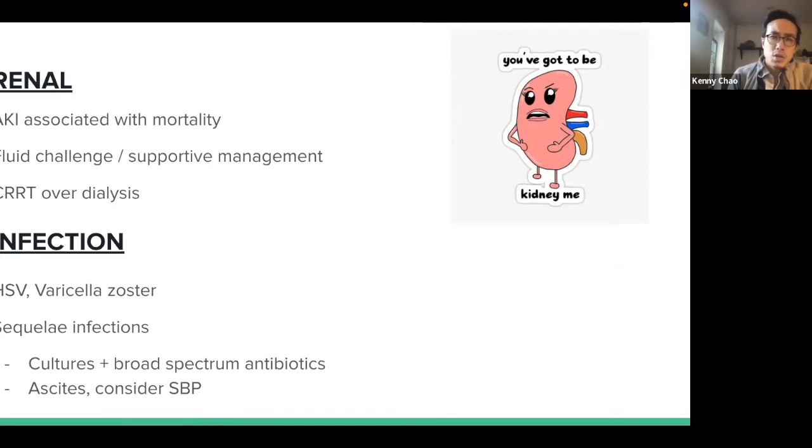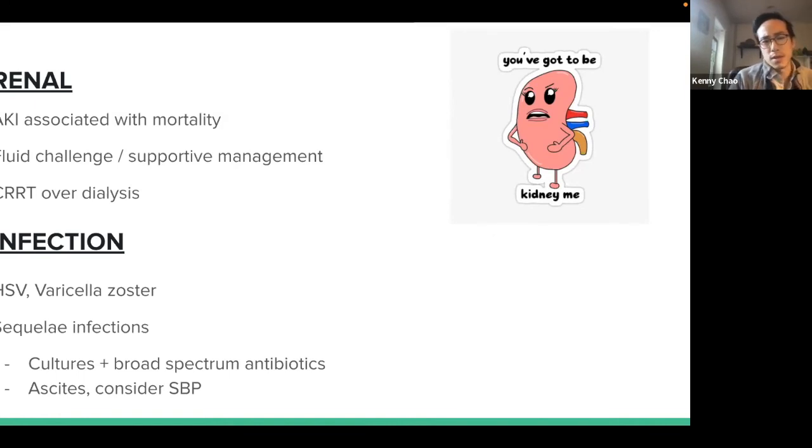You can also get your FeNa, but keep in mind that perfusion is also part of the pre-renal picture. So you're going to have a FeNa less than 1% and low sodium in your urine. So it's not going to be too helpful in terms of differentiating whether this is hypovolemia versus a perfusion picture from hepatorenal syndrome.